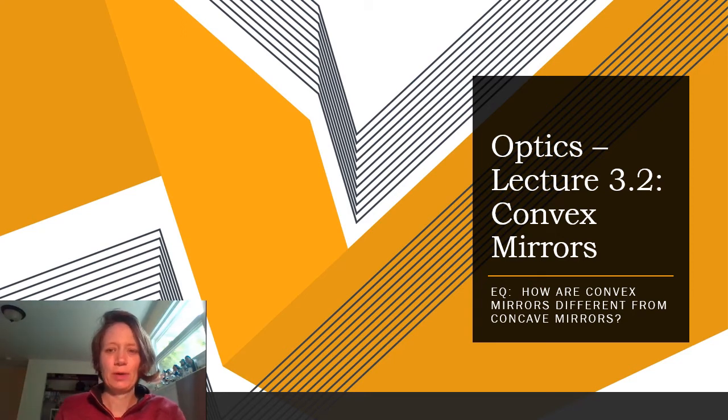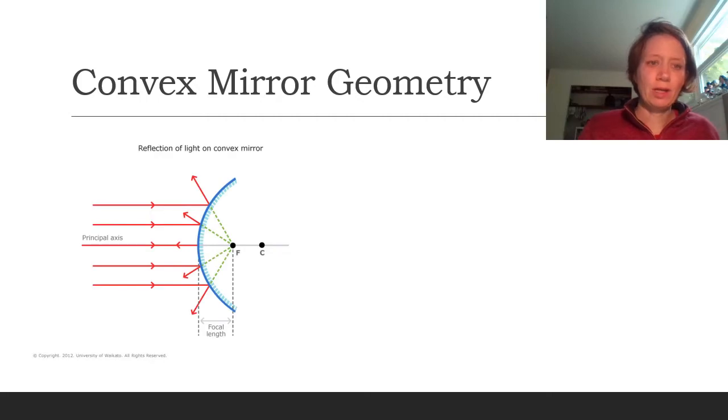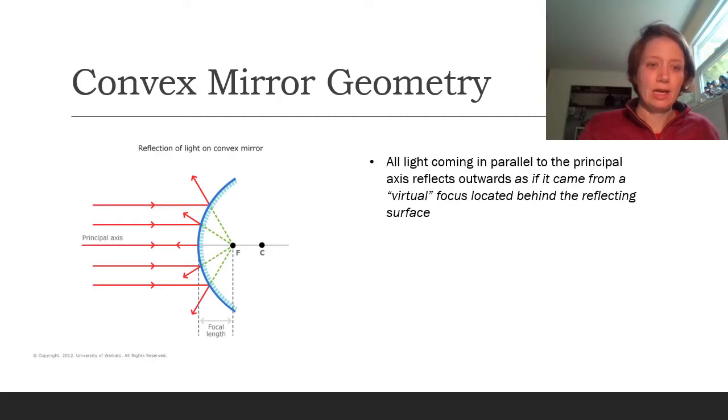Hello, this is going to be a pretty quick video continuing our work with curved mirrors and the images that they create. This one is on convex mirrors, and the essential question is, how are convex mirrors different from concave mirrors? So you'll probably remember that a convex mirror is sort of the opposite from the concave mirror. It's similarly shaped, but the reflective surface is going to be on the outside.